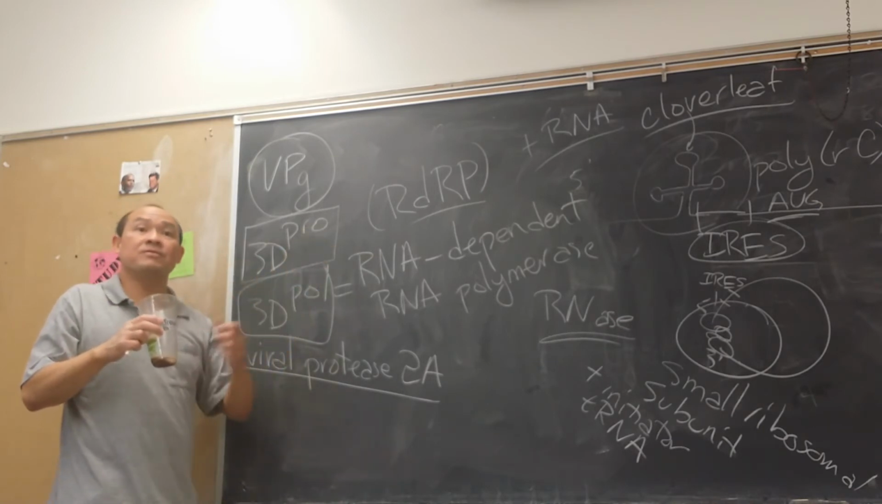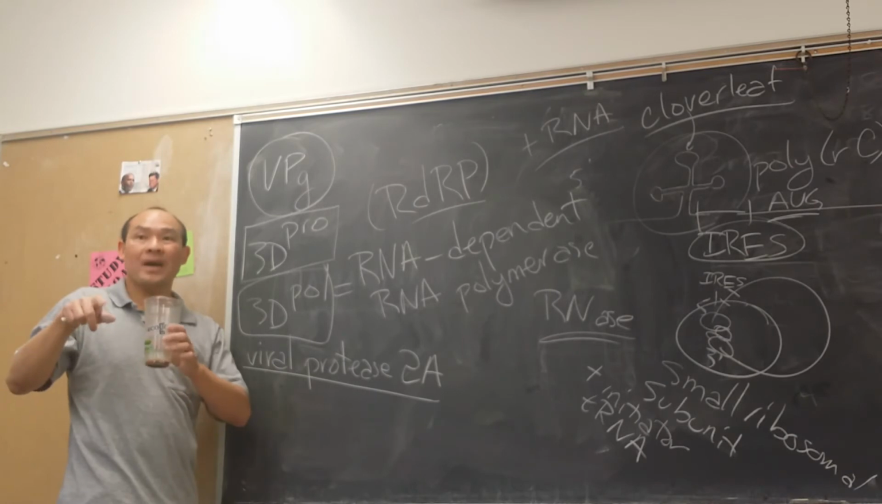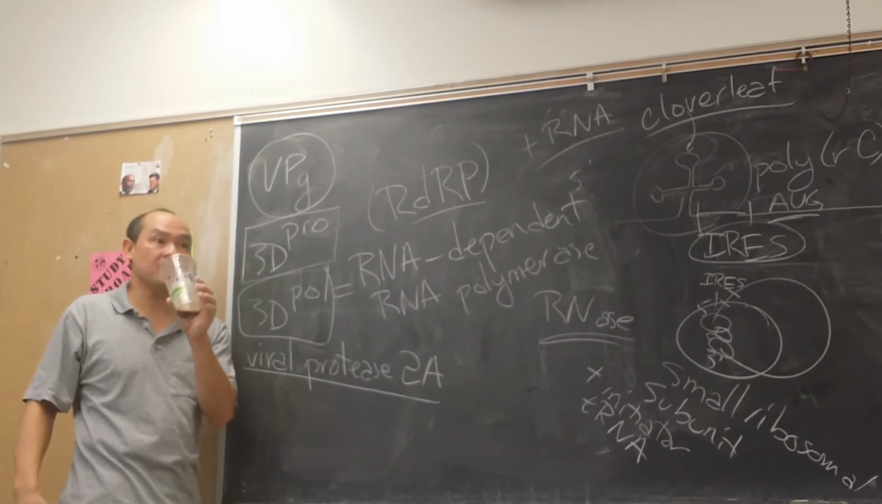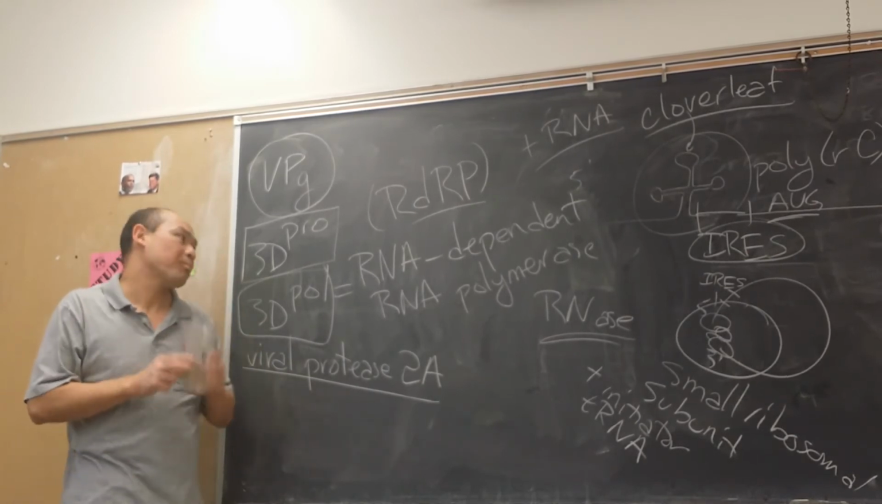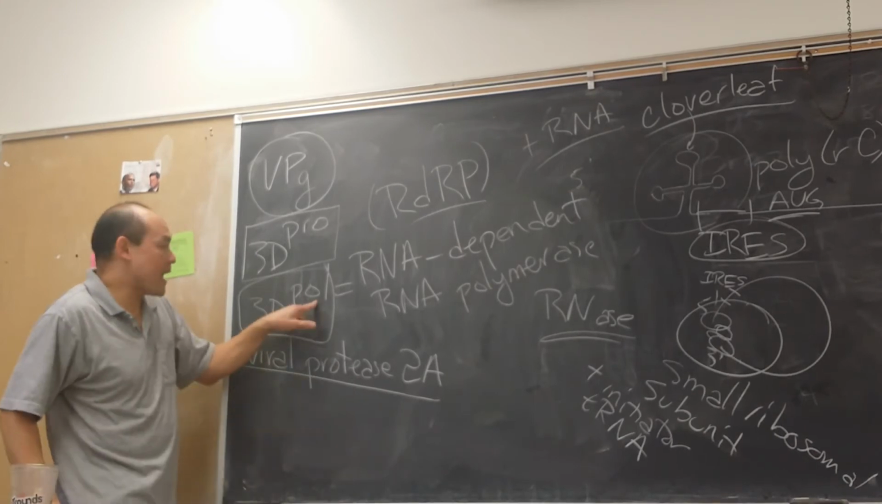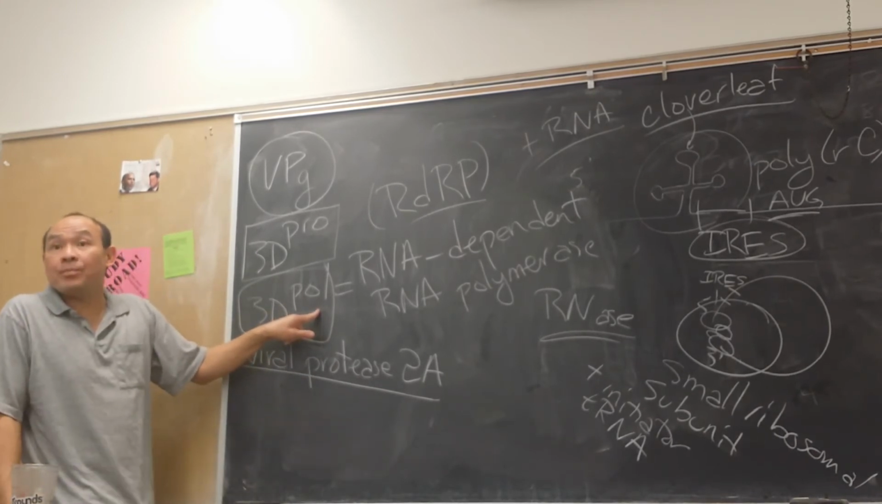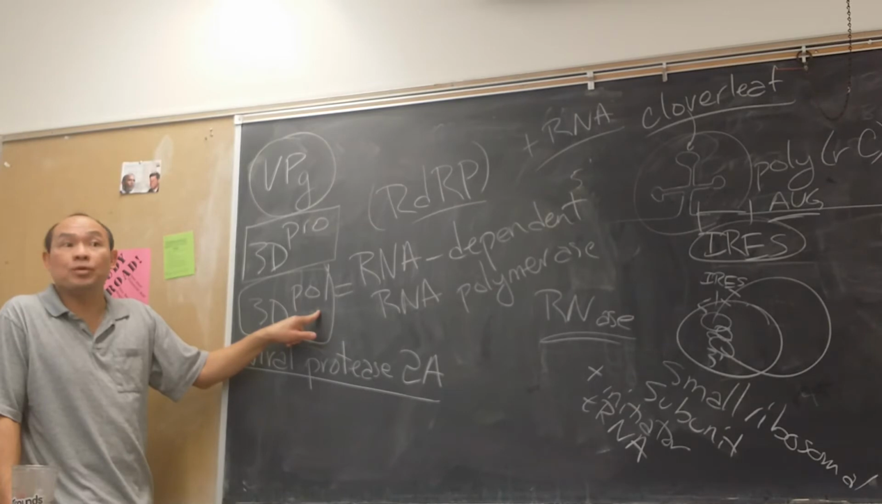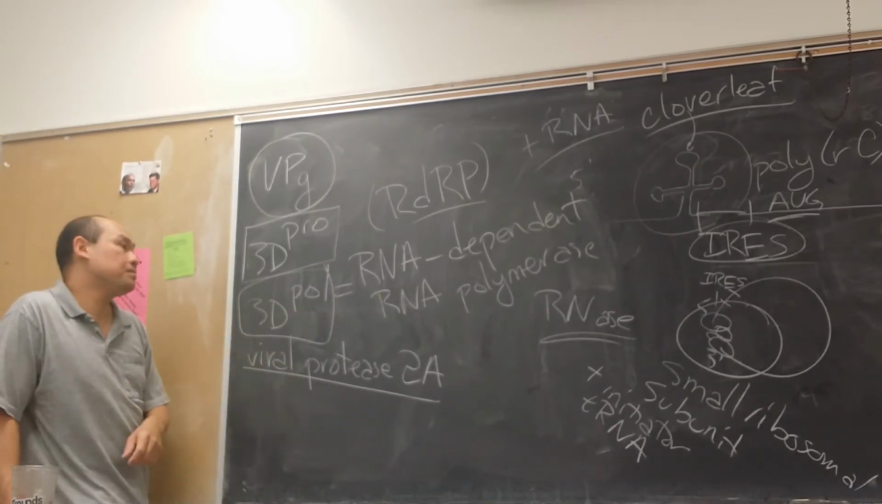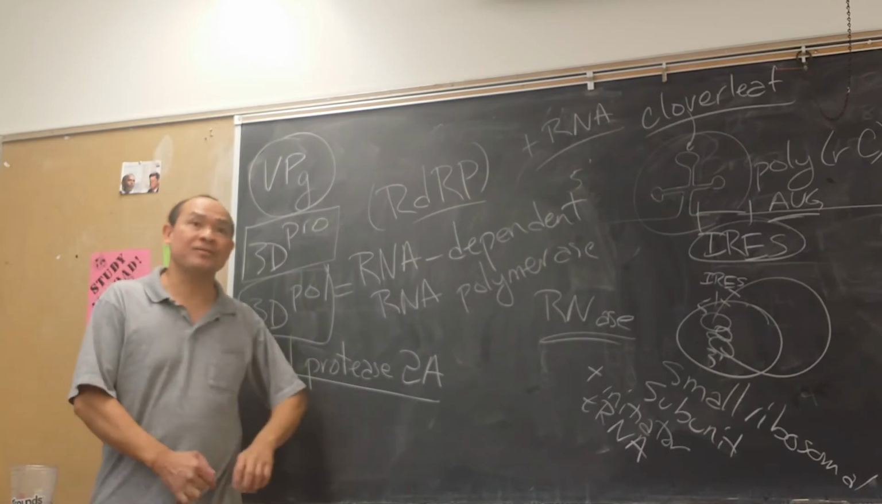And this is a viral version. In your own cell, you actually have RDRP as well. Okay, so this is the actual enzyme that ultimately will replicate the viral genome. Okay, so far so good.